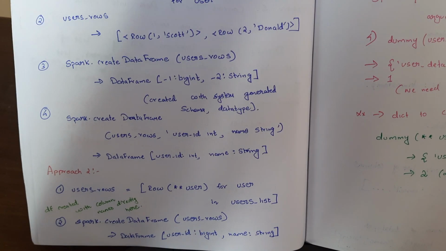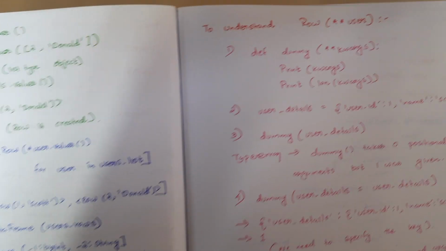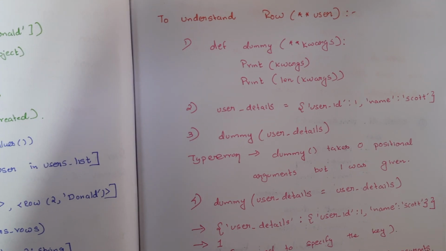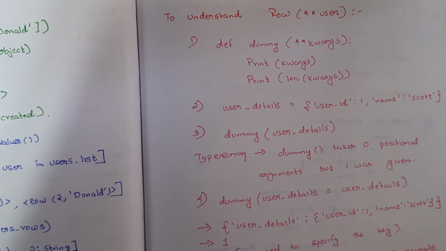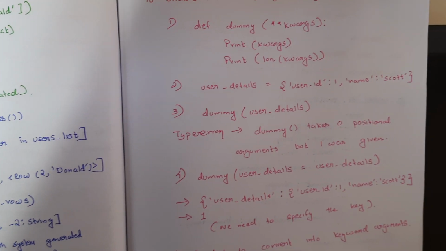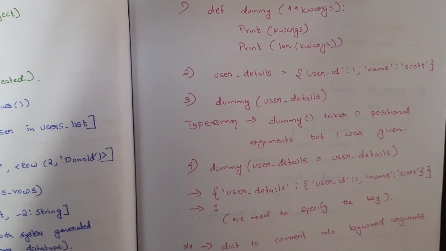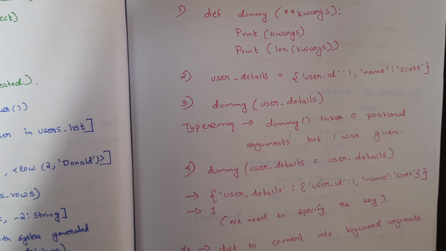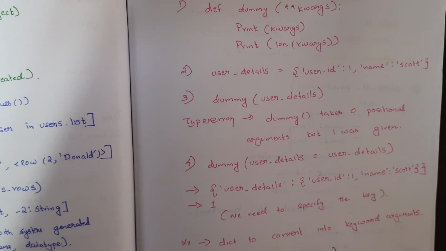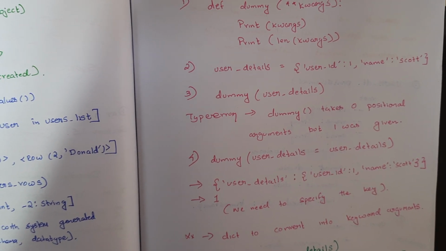Now we'll try to understand why we are doing **user here. To understand the Row(**user), let's first create a dummy function: dummy(**kwargs), and print the keyword arguments and print the length of the keyword arguments. Let's say we have user_details, which is equal to user_id 1 and the name is Scott, which is nothing but a dictionary.